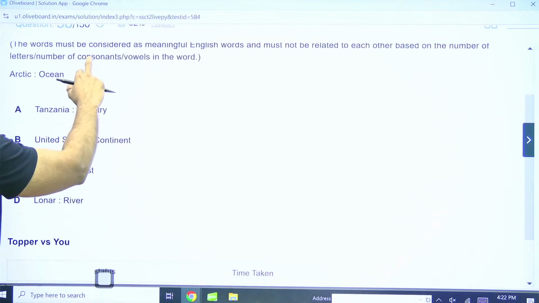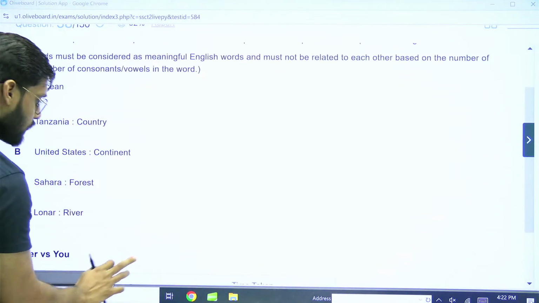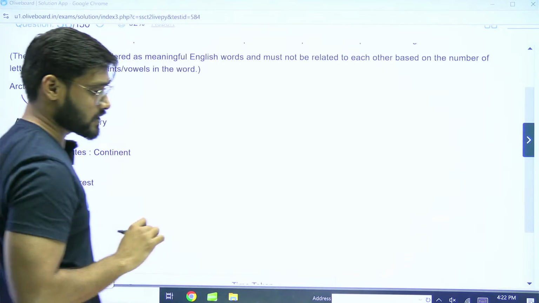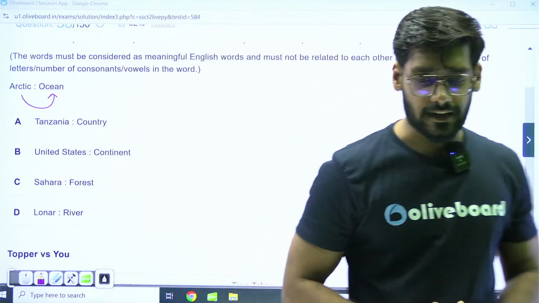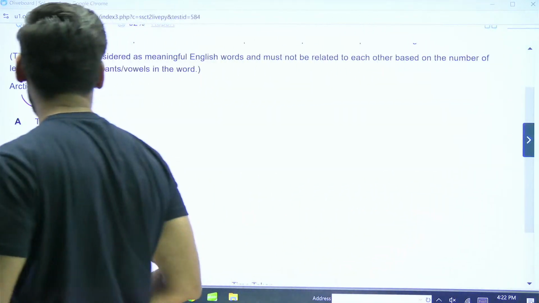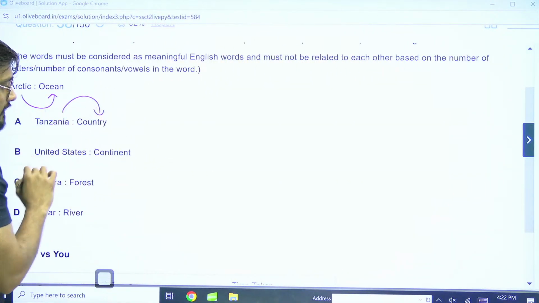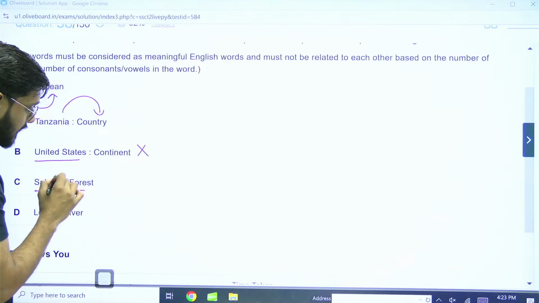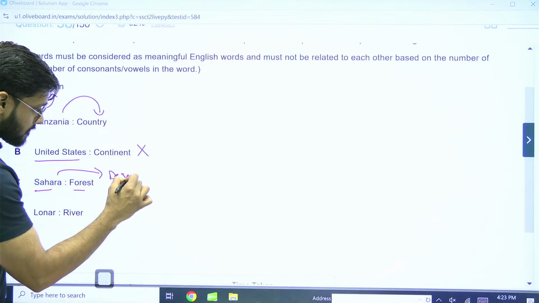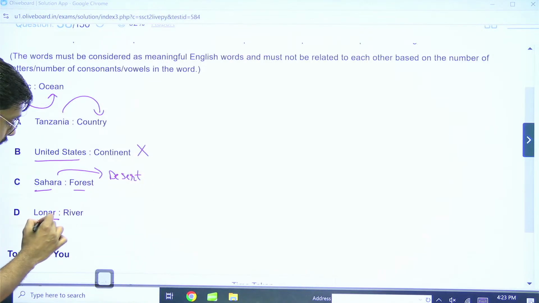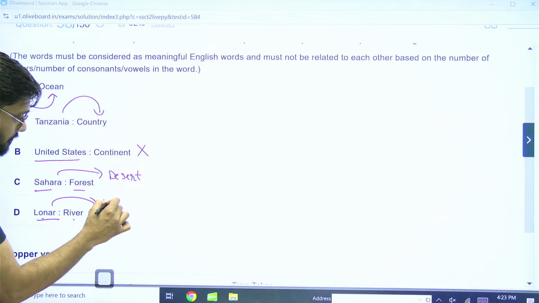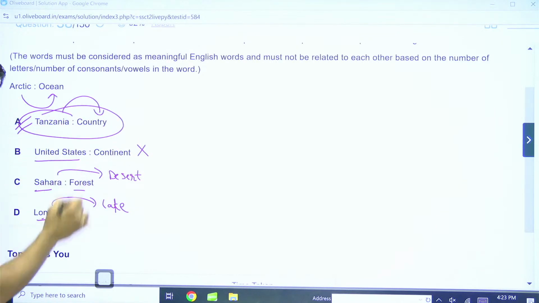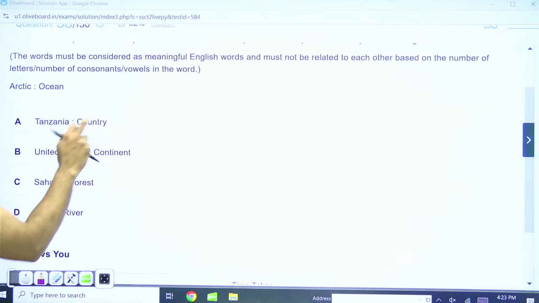8th question on our screen. Very simple question from the analogy part. Arctic is an ocean, right? Arctic is related to ocean. Similarly, Tanzania is a country. United States is not a continent, right? Sahara is not a forest, Sahara is a desert. And Lonar is not a river, Lonar is a lake in Maharashtra. So the right answer should be Tanzania, country, option number A. Let's mark option A.